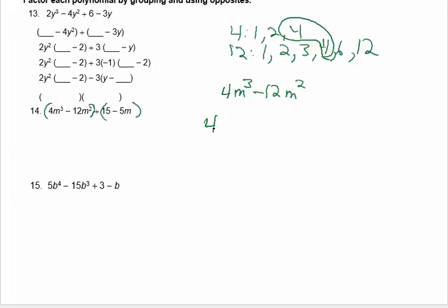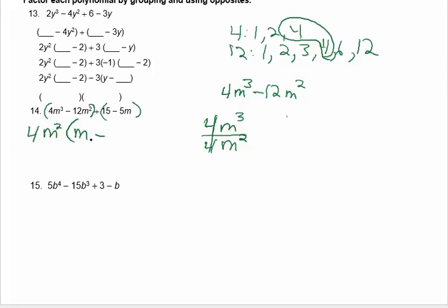We also have a variable part because we have m cubed and m squared. We've done this a few times with different letters. The greatest common factor of m cubed and m squared is m squared. So let me put that here. Now I have to write what's left after I factor out a 4m squared from both terms. So take 4m cubed divided by 4m squared and see what's left. Well, the 4's cancel. M cubed over m squared is just 1m left.